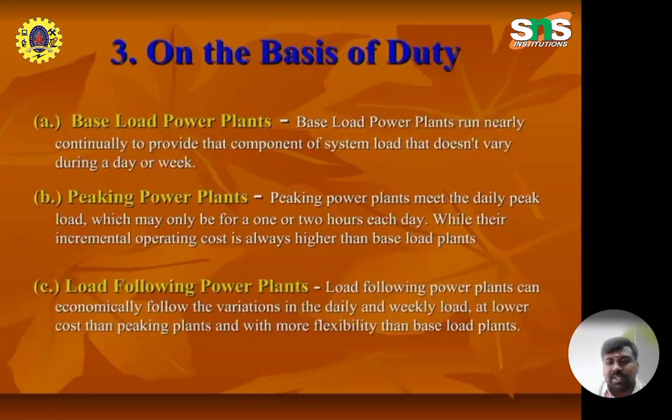Then on the basis of the duty, the power plants are classified into 3 types. The first one is base load power plants. The base load power plants run nearly continuously to provide the component of the system load that does not vary during a day or week. The second type is peaking power plants. Peaking power plants meet the daily peak load, which may only be for 1 or 2 hours each day, while their incremental operating cost is always higher than the base load power plants.